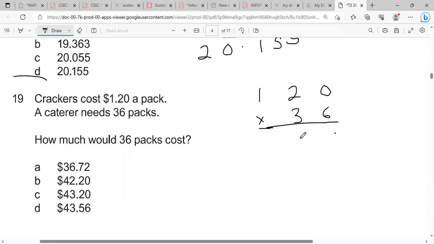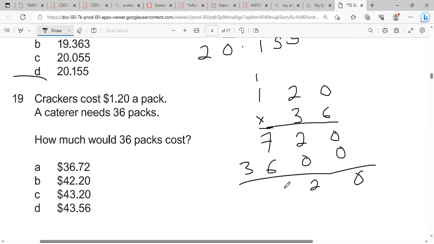6 times 2 is 12. 6 times 1 is 6, plus 1 is 7. Put a 0 to hold the space. 3 times 2 is 6, 3 times 1 is 3, plus 1, 13. So we have 2 decimal places in the beginning, so we must end up with 2 decimal places, meaning two numbers come after the decimal point. So that's $43.20.